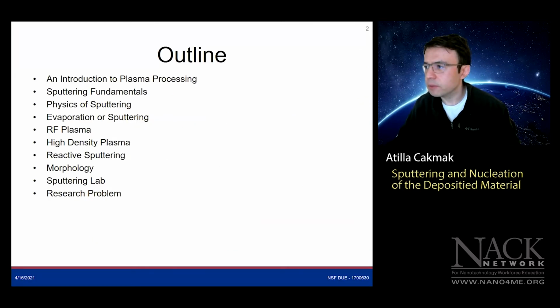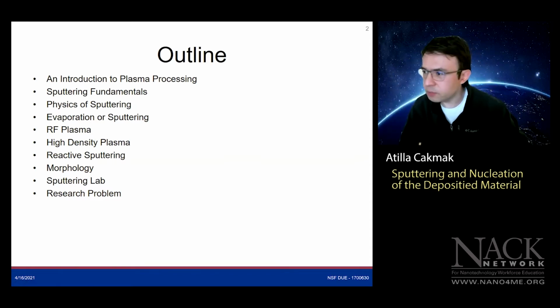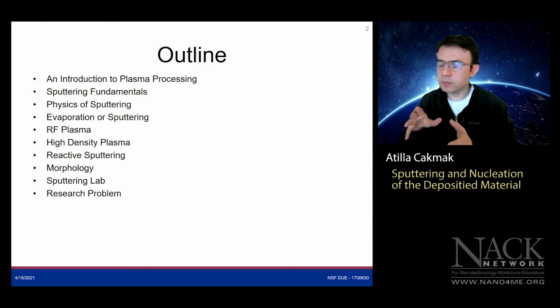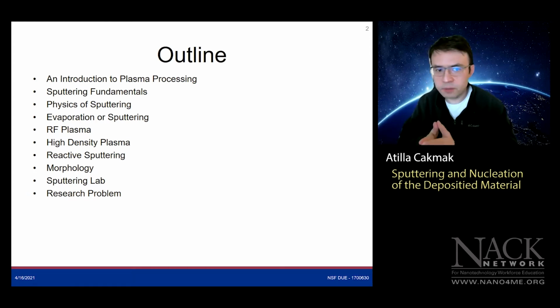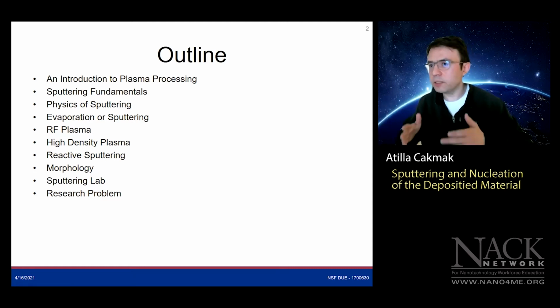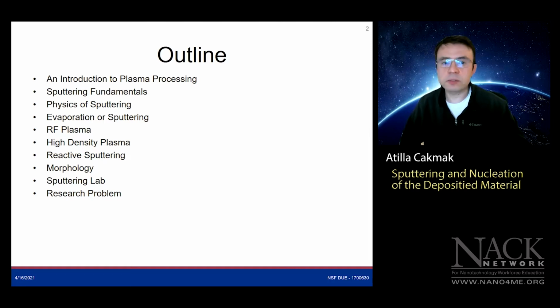All right, so we have an outline. I will first go over the plasma physics, because sputtering starts with plasma. We need to understand what plasma is. I'm sure you're familiar with that. I just want to show you a couple of other ways to introduce plasma to younger folks, suggesting these methods for you to adapt into your courses.